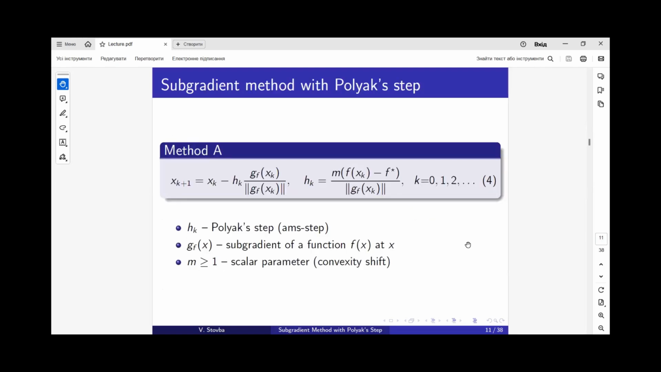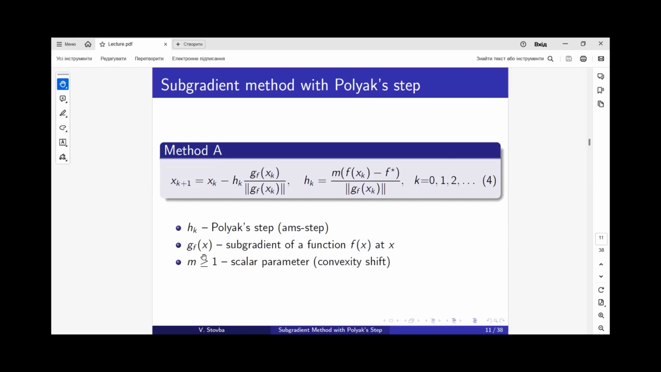The subgradient method with Polyak step, or method A, has the following form. It's the formula 4. We need to recalculate the next point using our previous point and two multipliers. The first one is h k, which is the Polyak step. And the second multiplier is the normalized subgradient of the function f at point x k. So h k is the Polyak step, or also we can call it the AMS step, which comes from the first letters of the surnames of Agmon, Motzkin, and Schoenberg, who used this method.